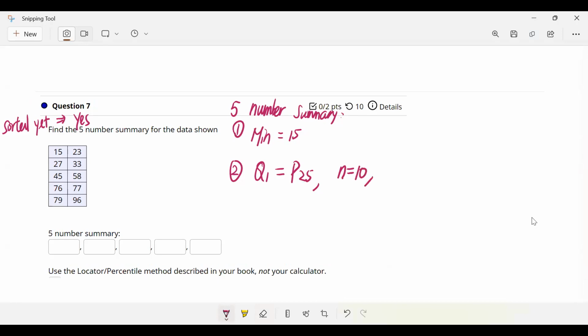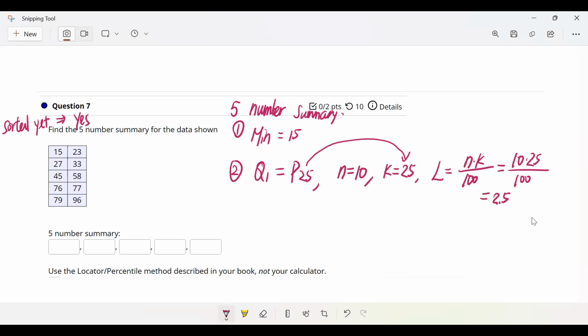Brilliant. Okay, so K is 25. K is a percentile association. Now the locator L is equal to N times K over 100. So if you put in numbers, 10 times 25 over 100, that's 250 over 100, that's 2.5.